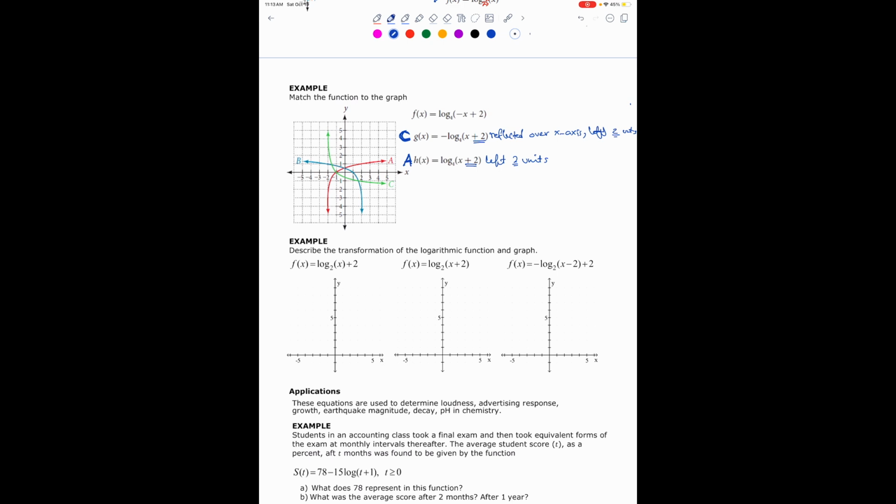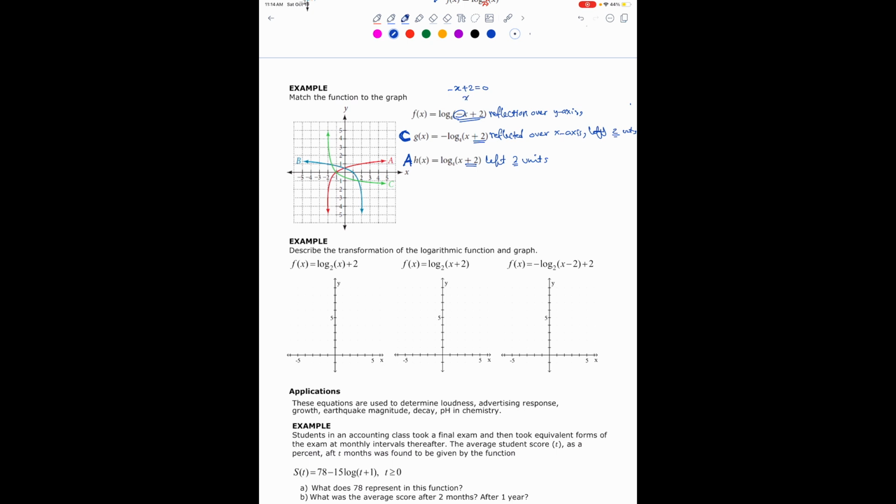Last but not least is f of x equals log base 4 of negative x plus 2. The reflection here is a horizontal reflection over the y-axis. However, we need to identify the shift in a different way. So we're going to find the vertical asymptote instead. I will make the argument equal to 0, negative x plus 2 equals 0, and solve.